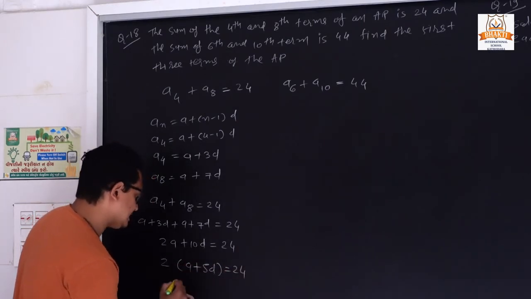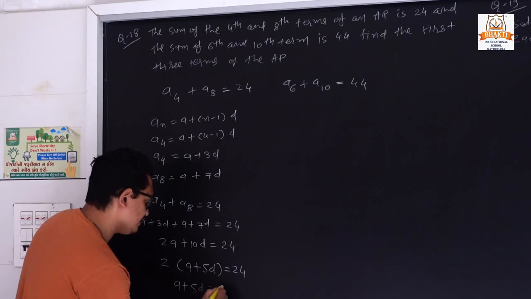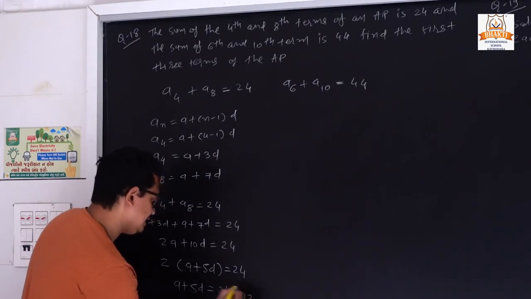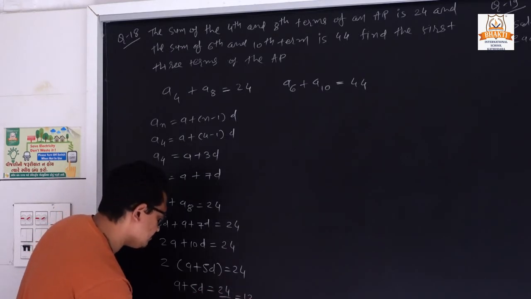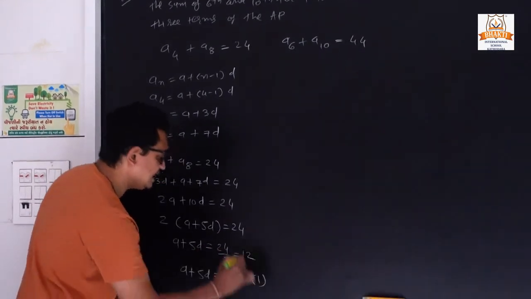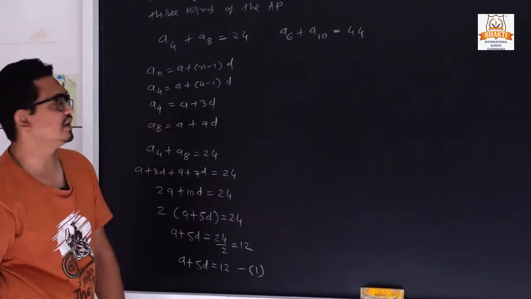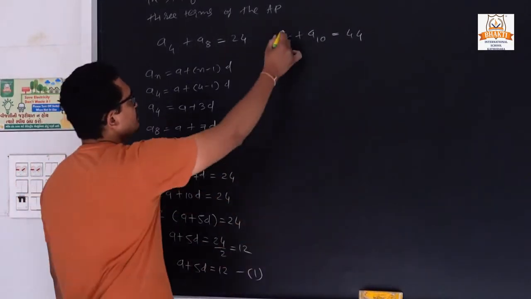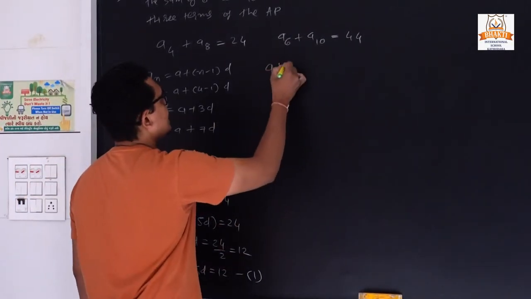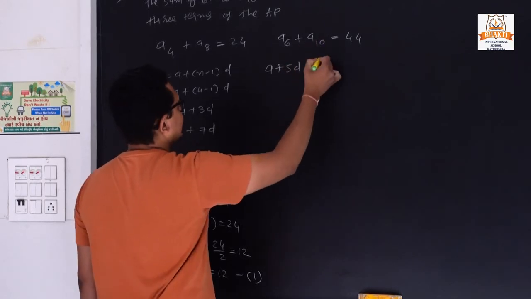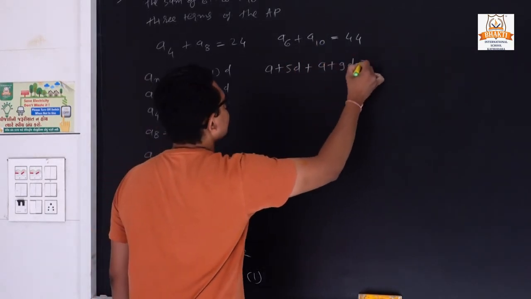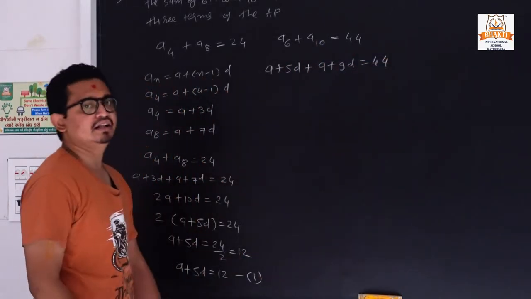So this 2 is going to the second side. 24 divided by 2 is 12. So a plus 5d is equal to 12. We can declare it as result number 1. Now similarly for a10, a plus 9d is equal to 44.